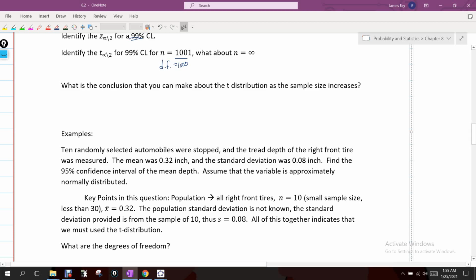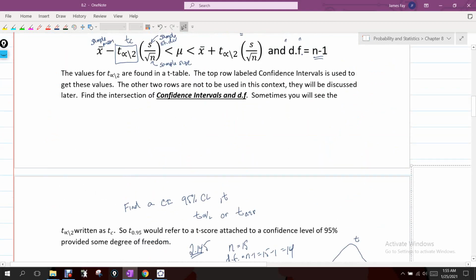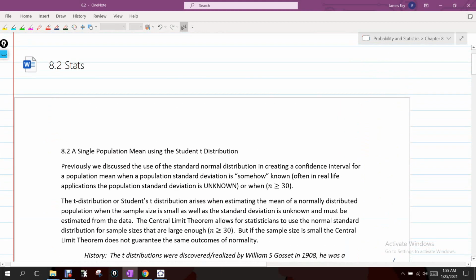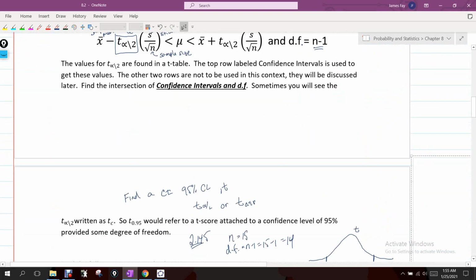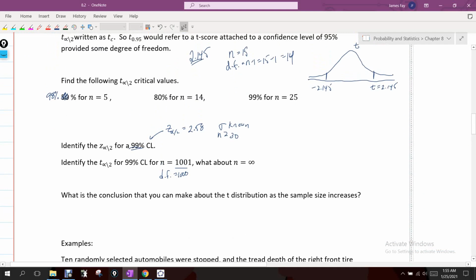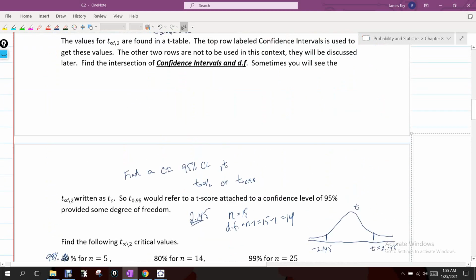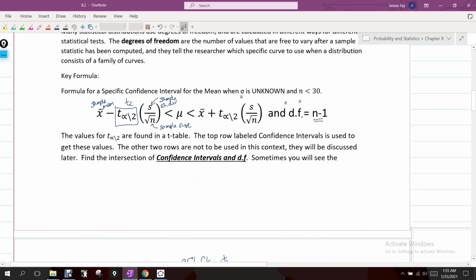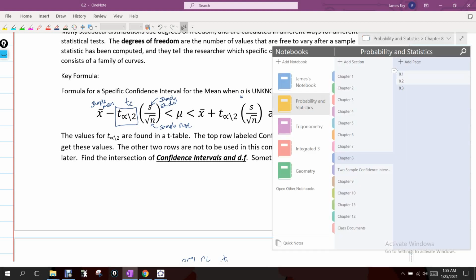Okay. I'm going to stop there with the introduction to the student t-distribution. Tomorrow's class, we will start getting into examples. My hopes are we're going to wrap our brains around this concept. We can wrap our brains around this formula here, very similar to what we've already done with the z distribution, normal distribution.